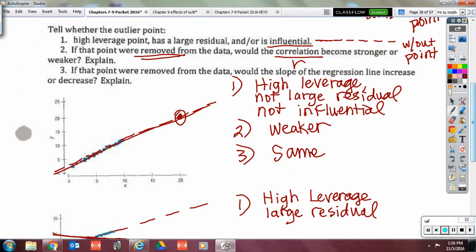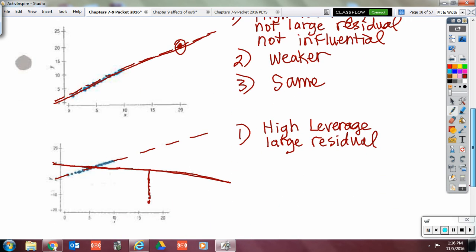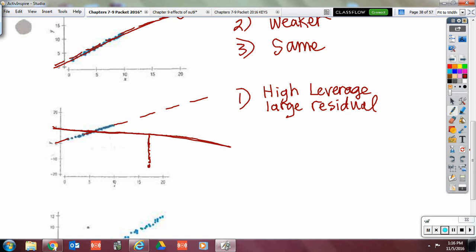Okay, next question is, is it influential? Remember, influential: if you remove the point, does it change the equation of the line? So if you take away, going from my solid line to my dotted line, is there an impact on the equation of the line? Solid to dotted, and yes, there is an impact on the equation of the line. So yes, it is influential.